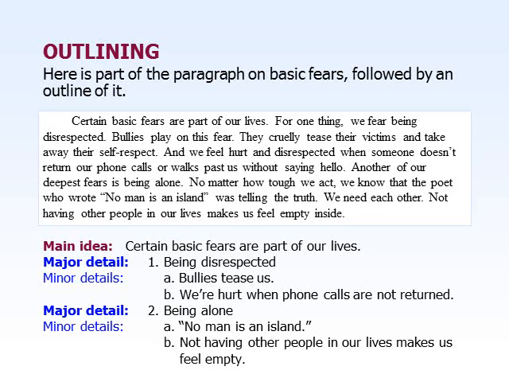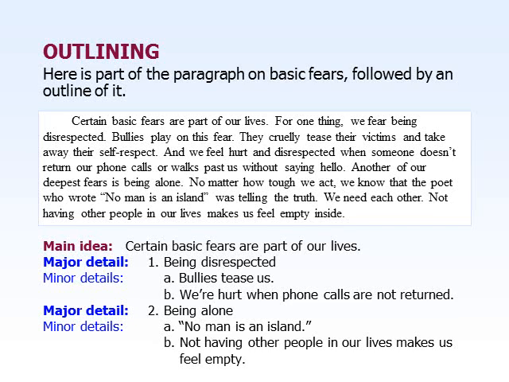So the main idea that's listed here in the outline is that certain basic fears are a part of our lives. And the major details, like we said, are going to be highlighted by those list words. So for one thing, and then we see another down here. The first major detail is being disrespected, and being alone is our next one. And then the minor details are the other sentences there. So bullies tease us, we're hurt when our phone calls are not returned, no man is an island, not having other people in our lives makes us feel empty.